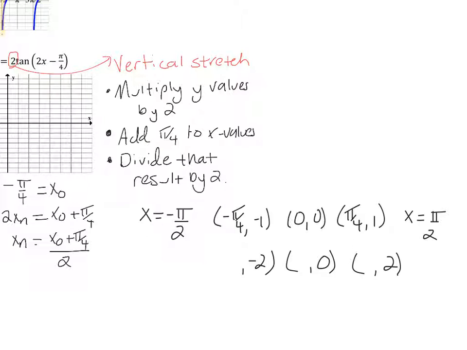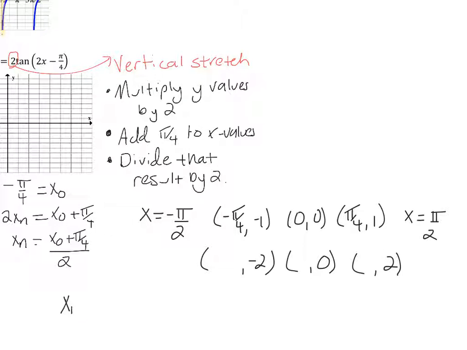Now those asymptotes were x values, so there's nothing to do with the y value. Okay, but it's a little bit trickier. I'm going to add pi over 4 to the x values and then divide that result by 2. So really what I'm doing is I'm taking these old x values, plugging them in right here for the old x value, and figuring out what the new x value is. So just an example of how that would work for this first point.